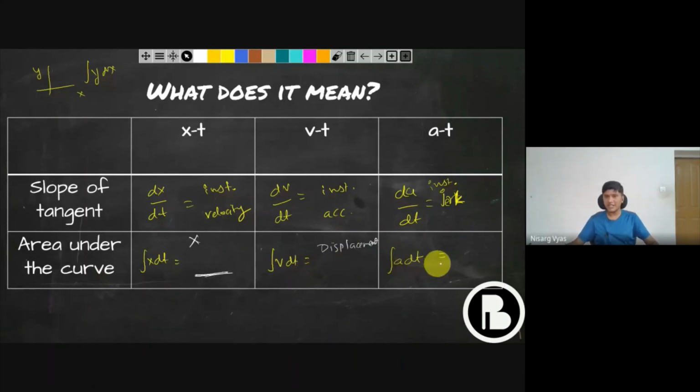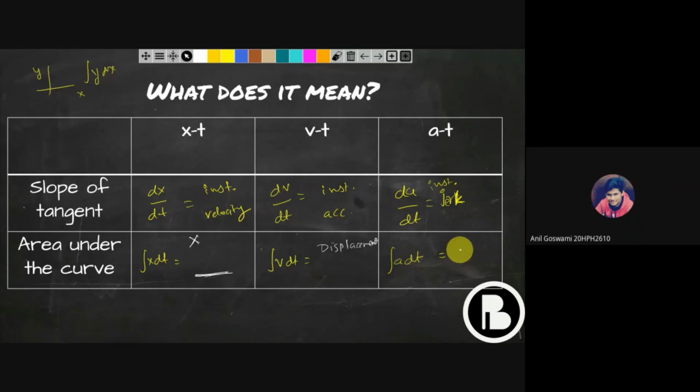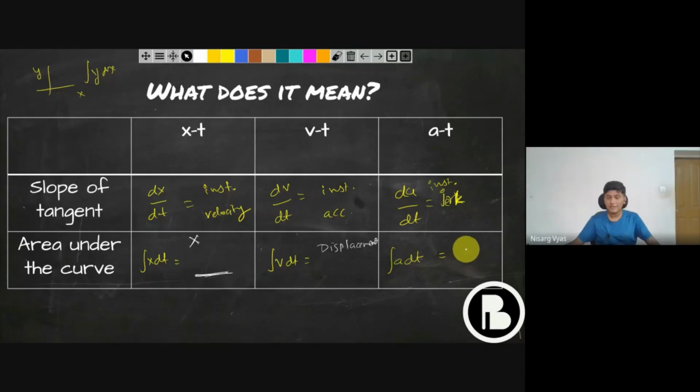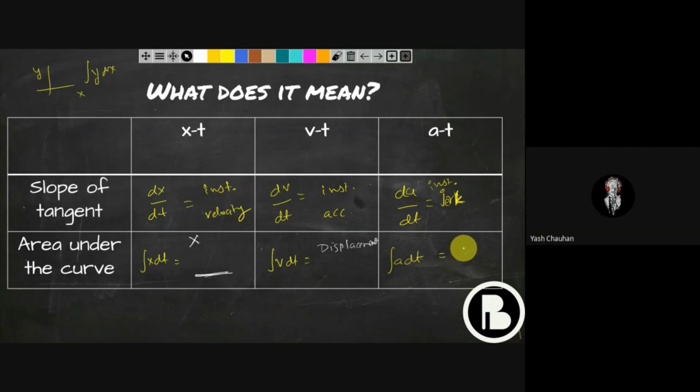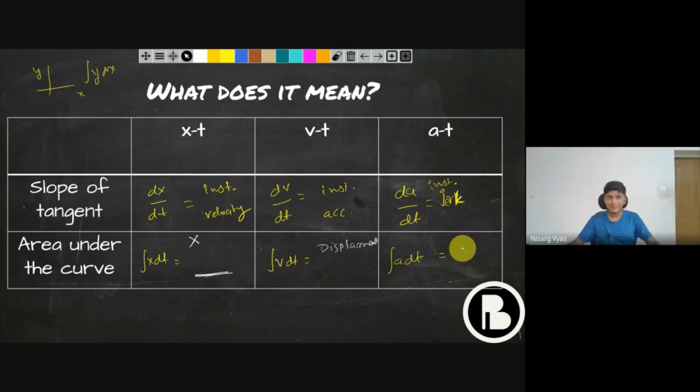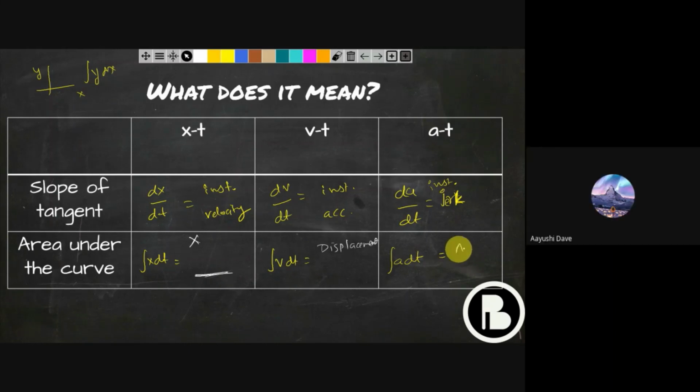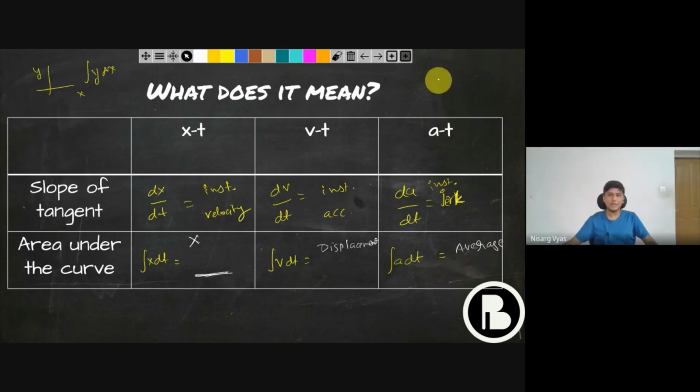What about the integration of a dt? Velocity. Which kind of velocity? Is it instantaneous or average? Average. That will be average, because if we are integrating over the whole curve, we'll be talking about a big graph. If it is an at graph, we'll be talking about a large interval of time and the area under the curve. So it has to be average velocity.